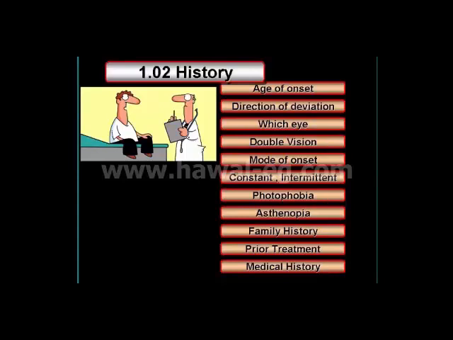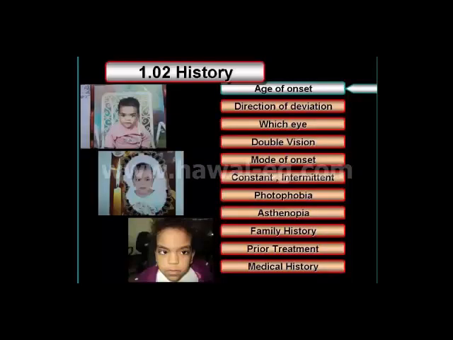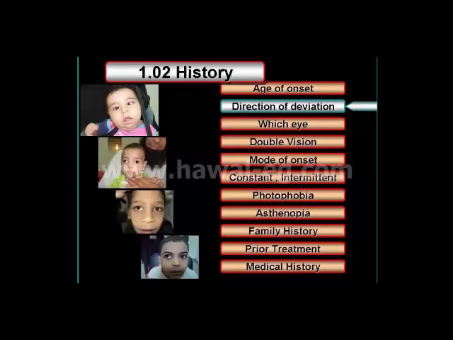On examination of a patient with strabismus, a carefully obtained history is very essential in the diagnosis, starting with the age of onset and ending with the medical history of the patient. Starting with the age of onset of the deviation, family photographs are often very helpful to document the age of onset. Then you ask about the direction of deviation of the eye.